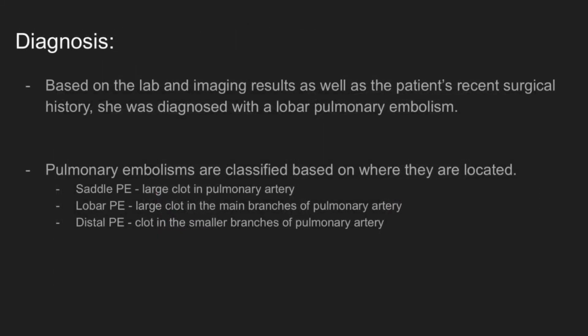So based on the lab and imaging results, as well as the patient's recent surgical history, she was diagnosed with a lobar pulmonary embolism. Pulmonary embolisms are classified based on where they are located. A saddle PE is a large clot in the pulmonary artery. A lobar PE is a large clot in the main branches of the pulmonary artery. And a distal PE is a clot in the smaller branches of a pulmonary artery.